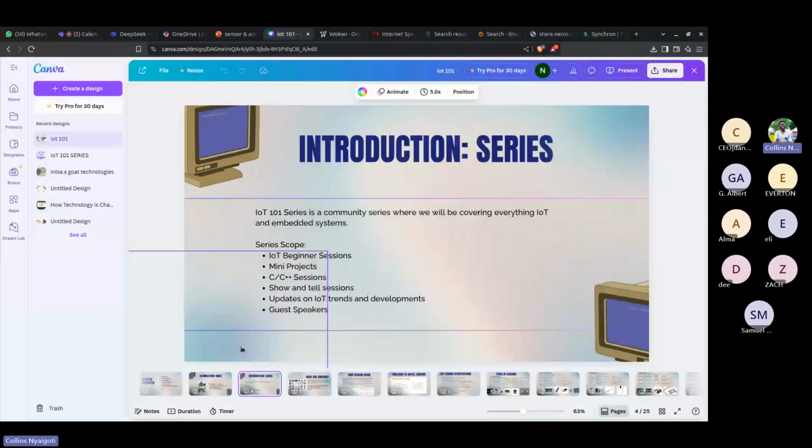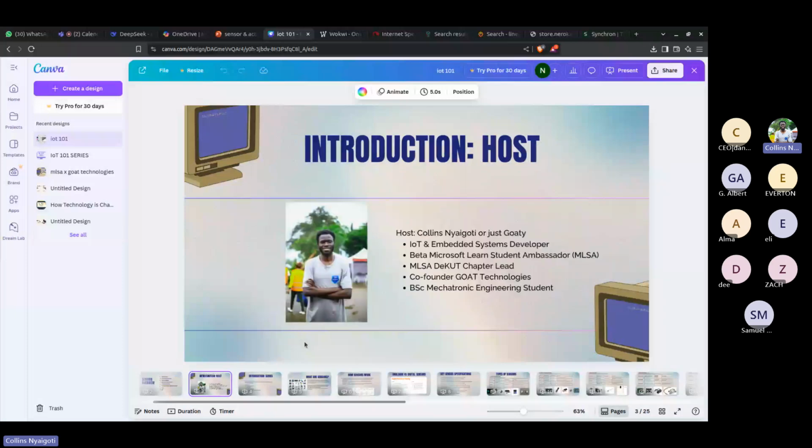This point I was trying to drive home is about us learning. IoT is a community series. It's more peer-to-peer. I'm also a student. I'm also learning. I'm a lifelong learner. So we are here to learn and interact. It's not me teaching you. It's us interacting and sharing knowledge. I don't know if you get what I mean.